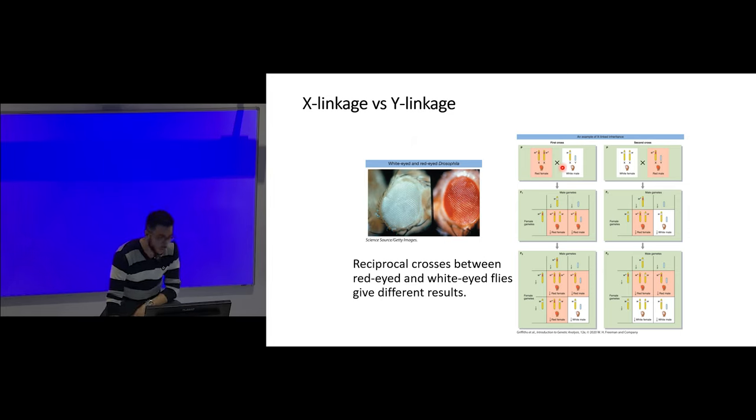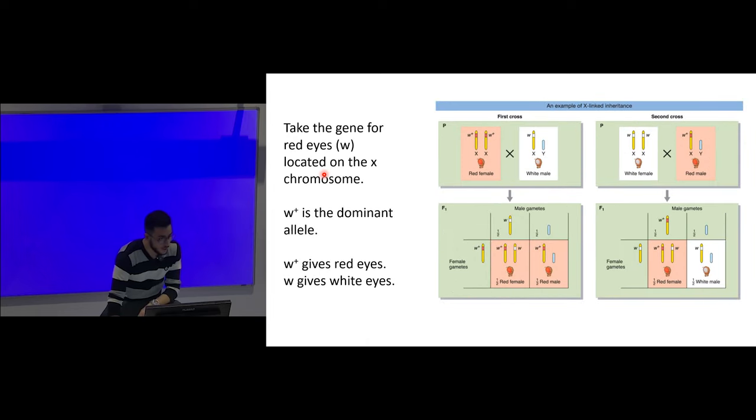So one of the genes that we're looking at is the color of the eyes. If you had the wild-type copy of the gene, which is found only on the X chromosome, you end up with red eyes. If you had the recessive copy, you end up with white eyes. Up to now, make sense?